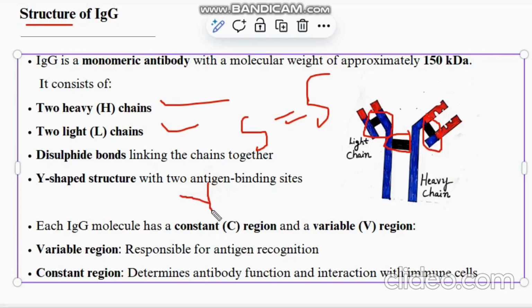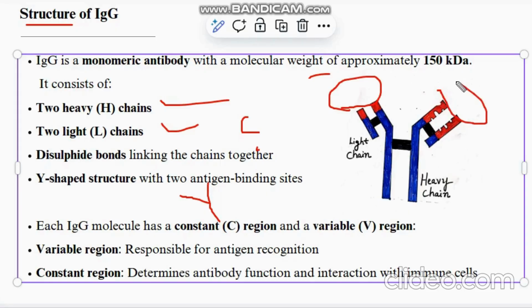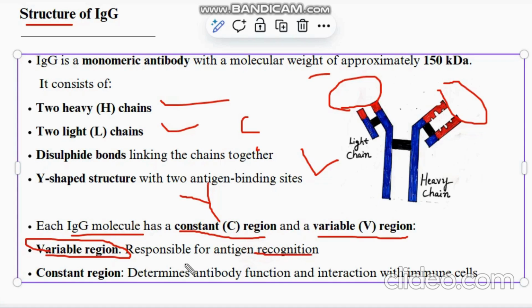It looks like a Y-shaped structure with two antigen binding sites. Here is one antigen binding site, here is another. Each IgG molecule has two regions: a constant C region and a variable V region. The variable V region is used for recognition of antigens.